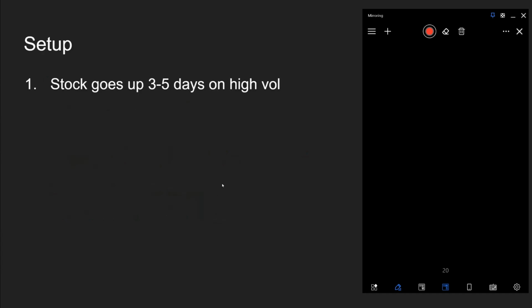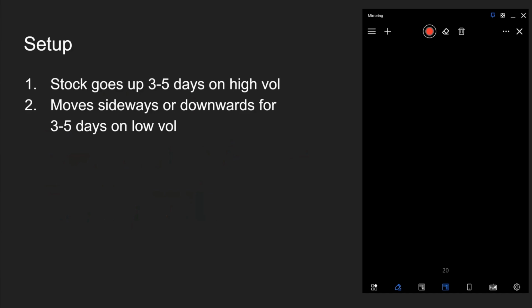So the setup that I'm looking for is super simple, and it's the most common setup that anyone trades in the market, and it is a flag setup. So essentially what I'm looking for is the stock to go up 3 to 5 days on really high volume. So something like this. So it just goes up, and the volume bars here would be high as well.